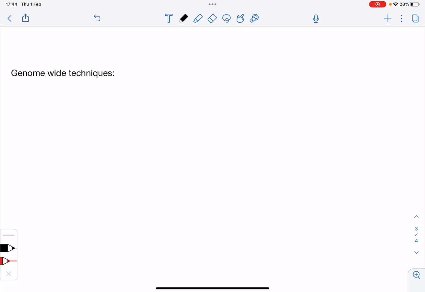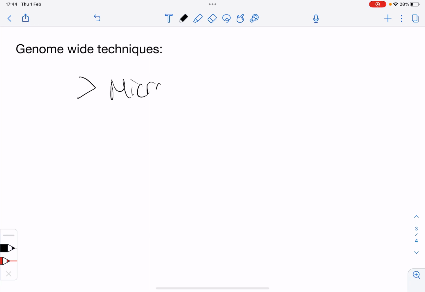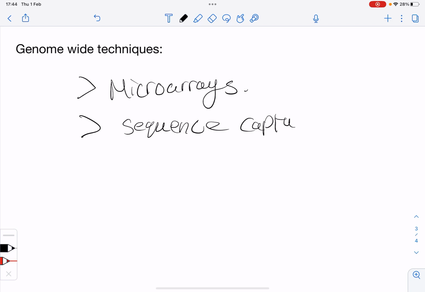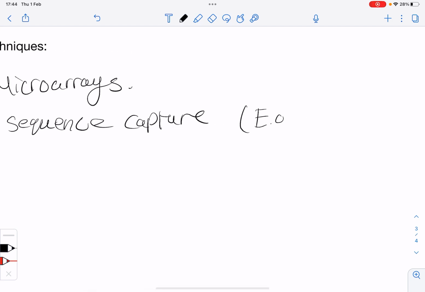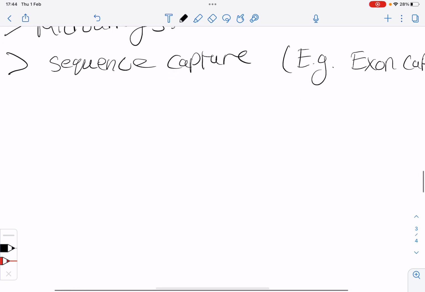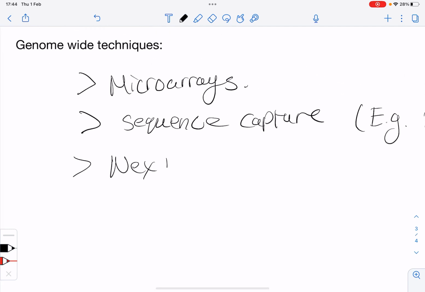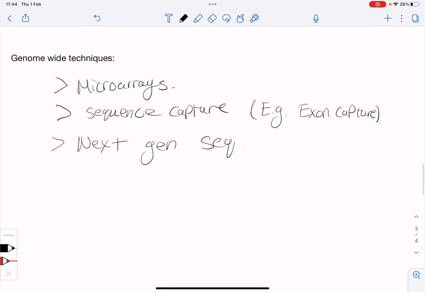However, if we were to look for something a bit more scalable, we would look at genome-wide techniques. Frequently, we want to analyze thousands of segments of DNA or RNA in each sample. So hybridization has been employed in high-throughput techniques, and these high-throughput techniques are the following: microarrays, sequence capture, for example, exon capture, and next generation sequencing.